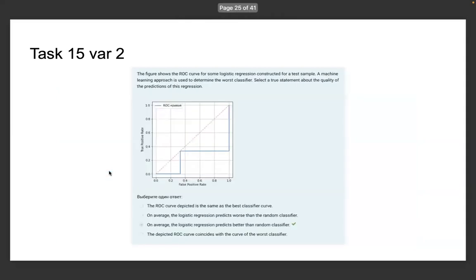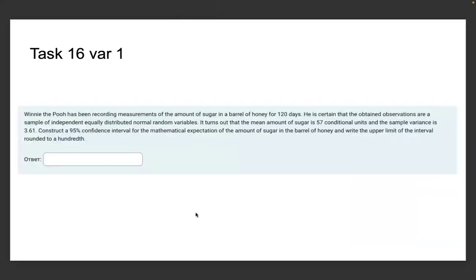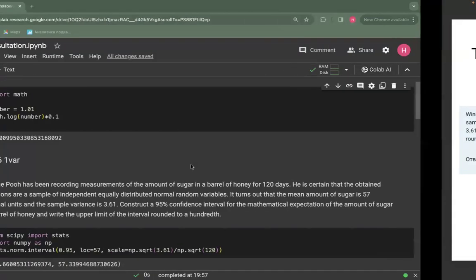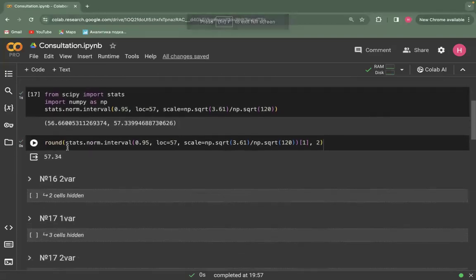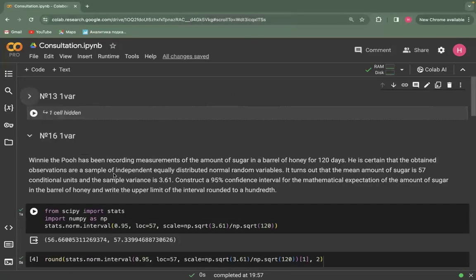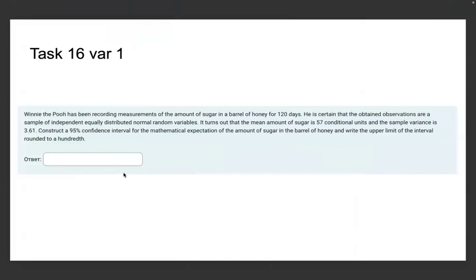Okay, let's check our answer, and yes, it's true. And now we are going to start programming. I will open Google Colab. If anybody wants to take it from me, you can just type in the chat if you want me to send this presentation or Colab notebook.